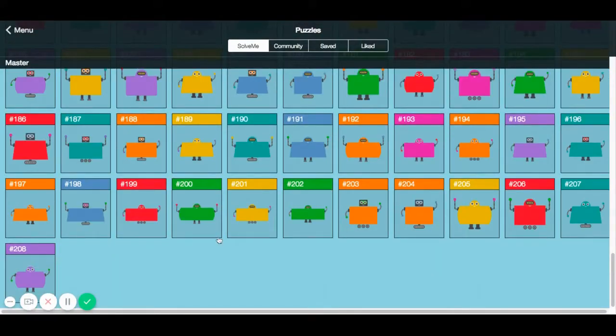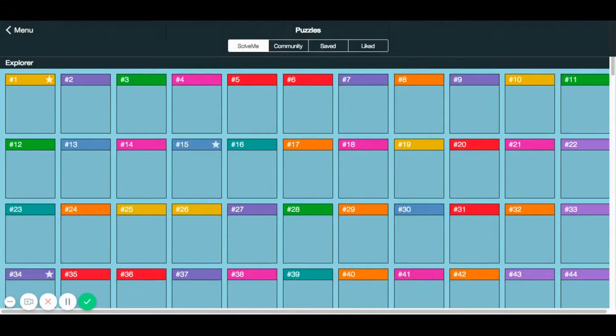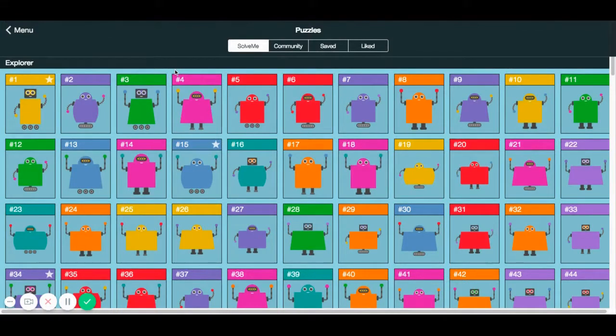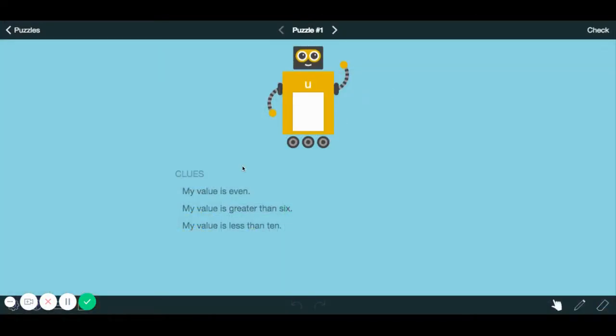So there's 208 of these puzzles. And they really do range from really easy to really difficult. So I'm going to start with number 1 and just show you how these work. So basically what you are trying to do is figure out what number is being described.